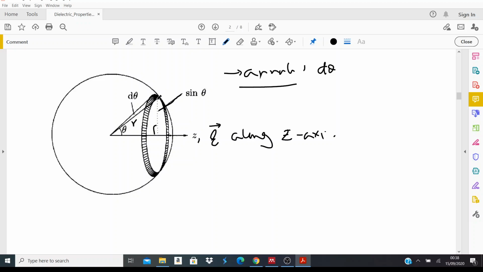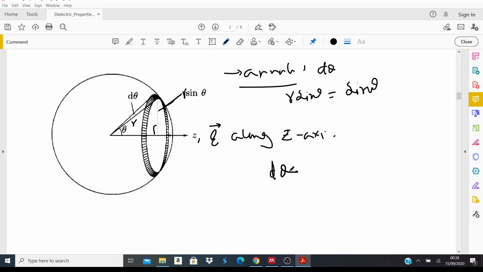So the radius of this annulus is nothing but r sine theta, right, which is this bit. But we assume that this is a unit sphere, that's why the radius of the annulus is just sine theta, right, because r is equal to 1. So what is the area of this annulus? That's the circumference of this annulus times the width. The angular width is d theta.